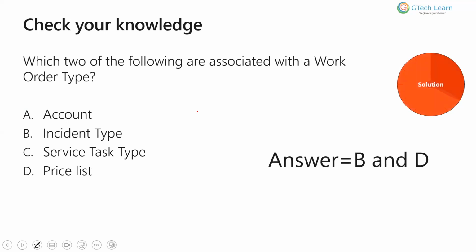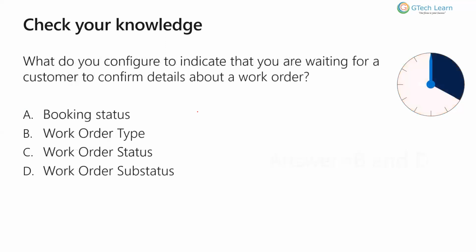Okay, so the correct answer for that question is going to be answer B and D. That means incident type and price list. These two things can be associated with your work order type. Now we are having the next question in line.